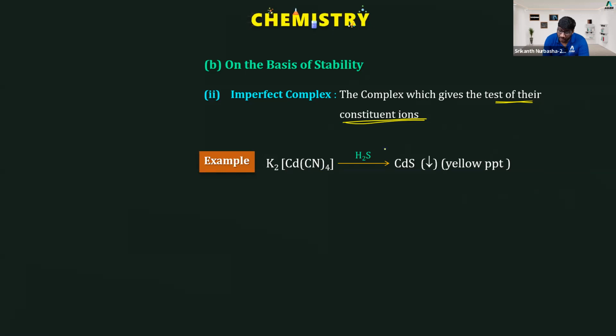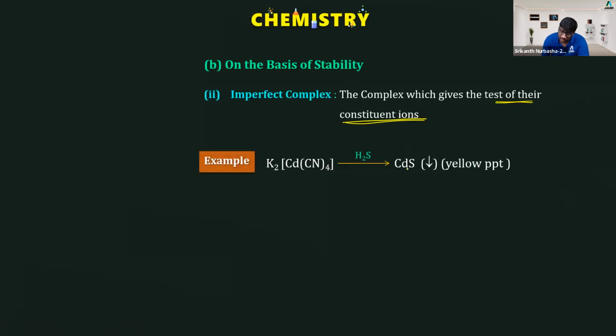K2[Cd(CN)4] upon treatment with H2S forms CdS. Cadmium sulfide is obtained. What do you mean by this, students? If cadmium sulfide is obtained, can I say it will give the test of Cd2+ and S2-? Yes or no? Because the cadmium yellow precipitate is there, no? In the reaction mixture, if we have cadmium sulfide, we can say Cd2+ ions and S2- ions will be positively tested.